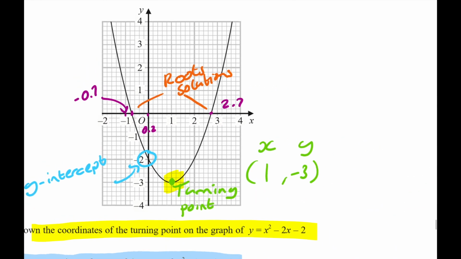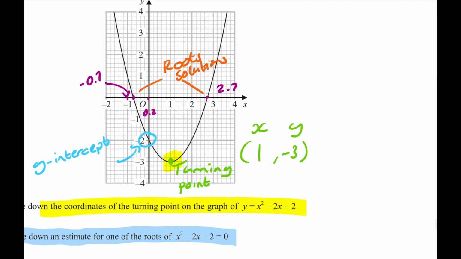So you can put any value for the roots: -0.7 or 2.7. You can have a range of values for this, and any value between -0.8 and -0.6 is fine, and 2.6 all the way through to 2.8 is also fine.